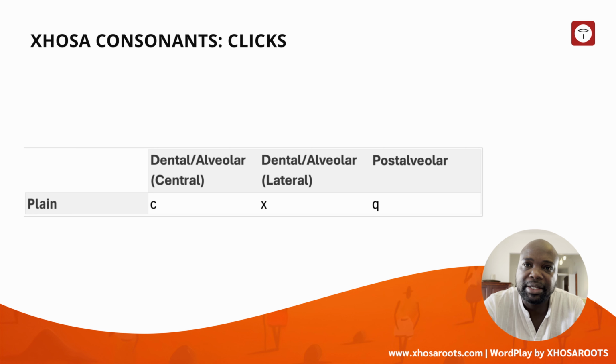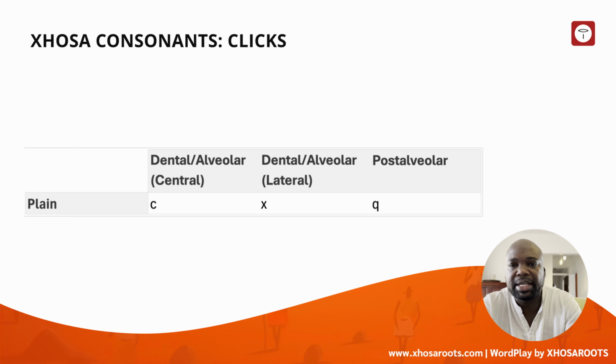clicks, dental clicks, are produced by having the tongue interact with your teeth somehow. So it's the dental clicks, which is the central. We have the lateral clicks, which are dental clicks as well. And then we have the postalveolar clicks. And as said, these have variations of their own.